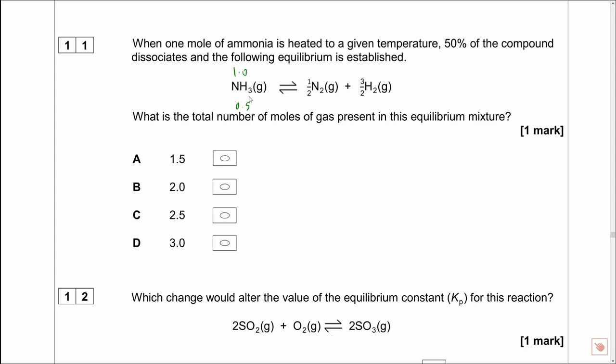So 0.5 is going to dissociate. Well, that's a ratio of 1 to 1/2. So it's going to be what, 0.25, and that's 1 to 1.5. So that's going to be 0.75. So it's going to be 1.5. Yeah, it's all about that dissociation there. That's a nice question, actually. Horrible ratios, but provided you work out your ratio of 1 to 1/2, 1 to 1/2, 1 to 1.5, it's not too bad. And then you just add these numbers together.